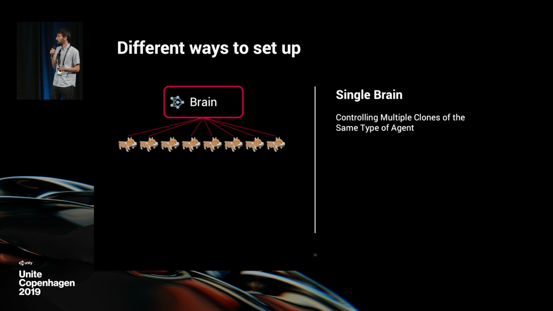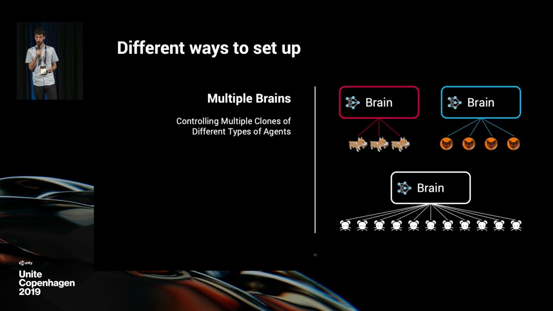So there are multiple scenarios you can think of. This is an illustration where you can have one brain that has multiple agents connected to it. Here they'll all share the same behaviors, but you can do much more complex things. For example, you can have three different types of brains, with maybe dogs, cats, and mice connected to different brains, and just taking their decisions using machine learning all together in the game.